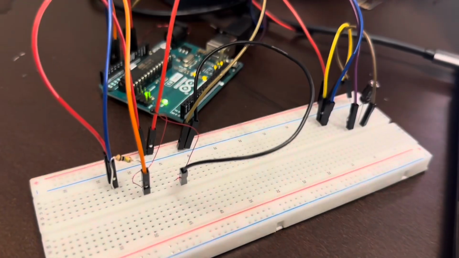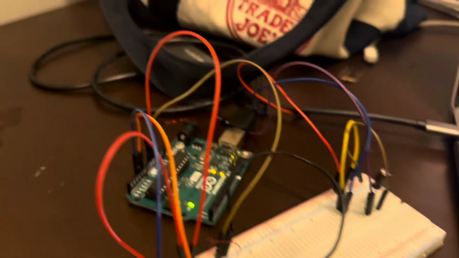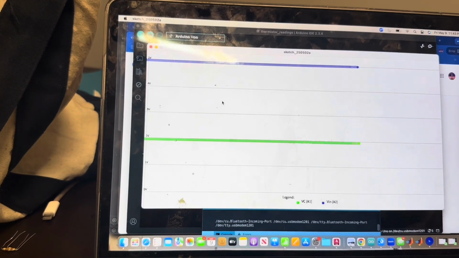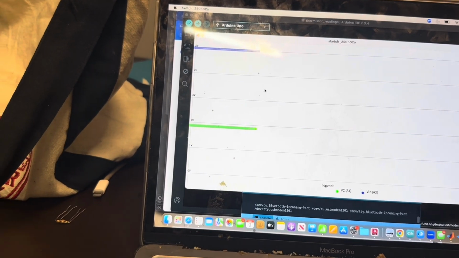So this is my thermistor circuit. So you can see from the oscilloscope, if I apply a cold step input, the values increase. This is because the resistance decreases after the thermistor is cooled, so the output increases.